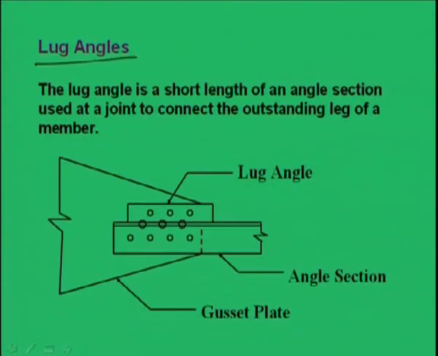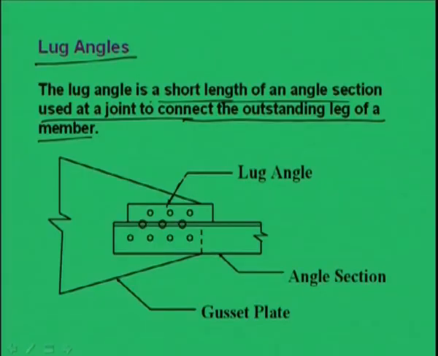Another additional member which is sometimes required is called the lug angle. What is a lug angle? A lug angle is basically a short length of an angle section used at a joint to connect the outstanding leg of a member. Basically this is required when the length of the gusset plate is limited. When the length of the gusset plate is limited, then to transfer the load and connect the joint properly we need a lug angle, which is an extra plate-type material.